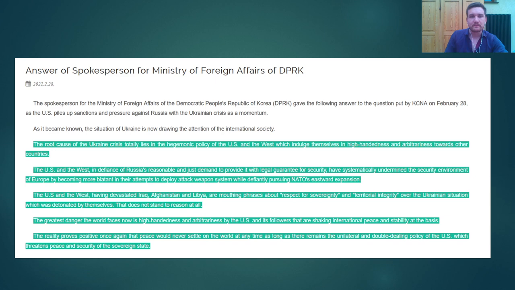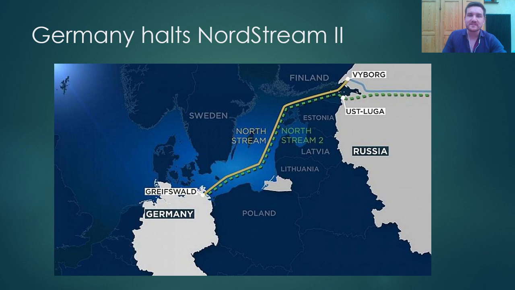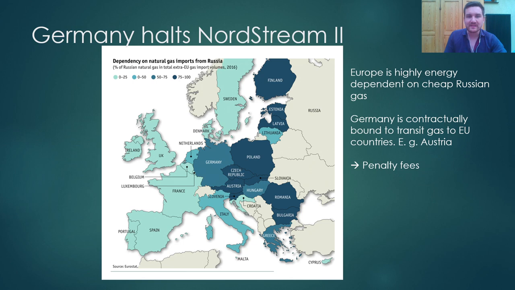So the West introduces sanctions against Russia. Germany halts Nord Stream 2. And here you see all the dependencies on Russian gas in Europe. You see most of the countries are highly energy dependent on cheap Russian gas. For example, countries like Austria, which is landlocked, import 90% of their gas from Russia. And in fact, Germany is contractually bound to transit gas to Austria, and if it doesn't deliver, it has to pay huge, enormous penalty fees, right? So Germany is basically in an energy crisis. Not only Germany, but the rest of Europe.